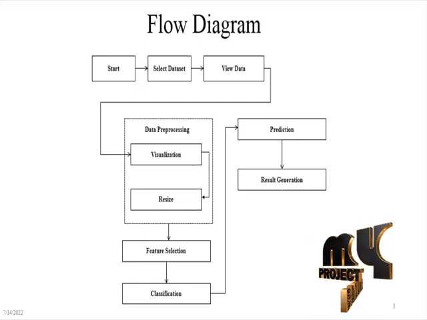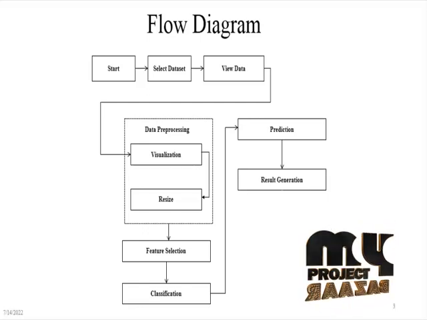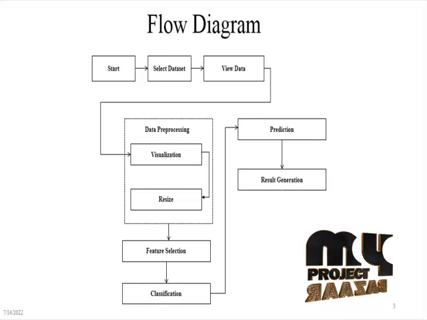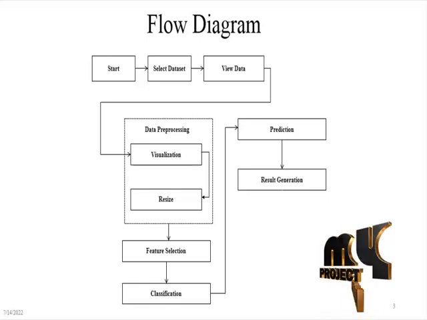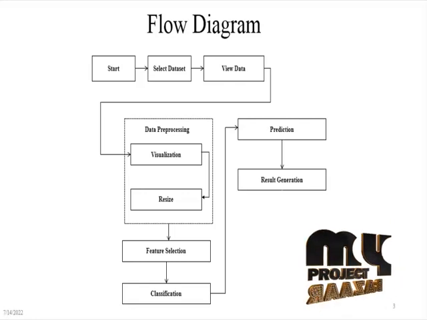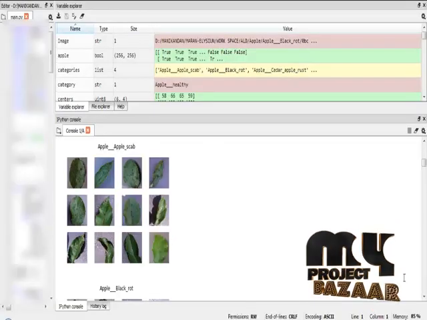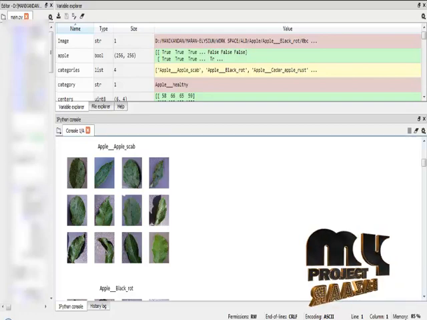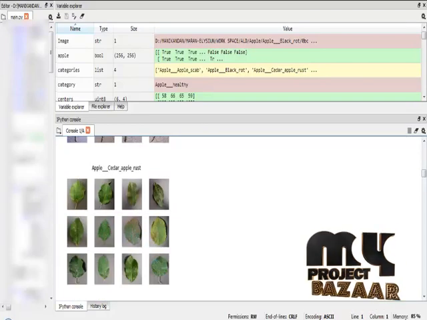In classification, we are using the convolutional neural network deep learning algorithm to classify all the apple leaf images and predict the type of disease. Then it will finally generate the result in the form of metrics like accuracy, precision, recall, and F1 score. The program was successfully executed in Anaconda Navigator Spyder IDE, and this is the sample image visualization of our apple leaf disease images.